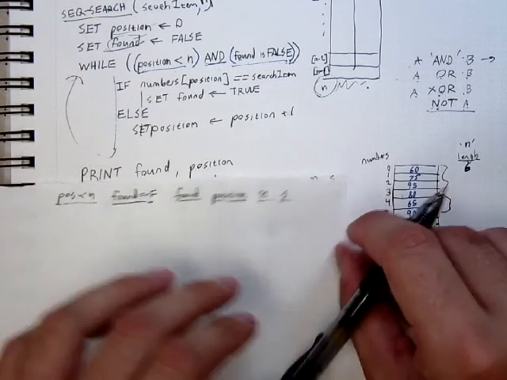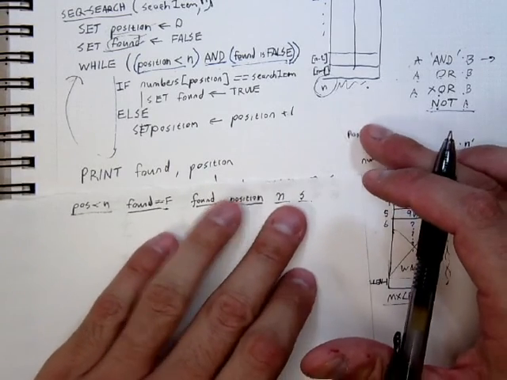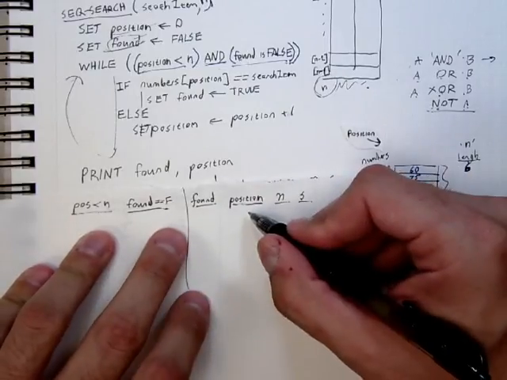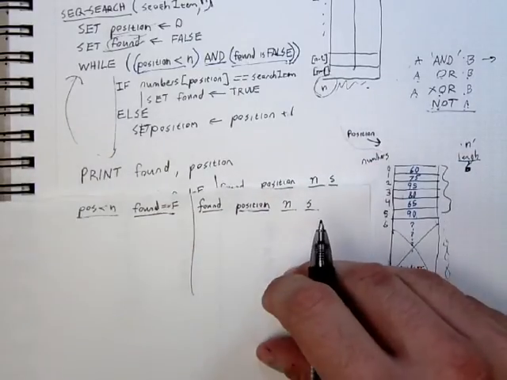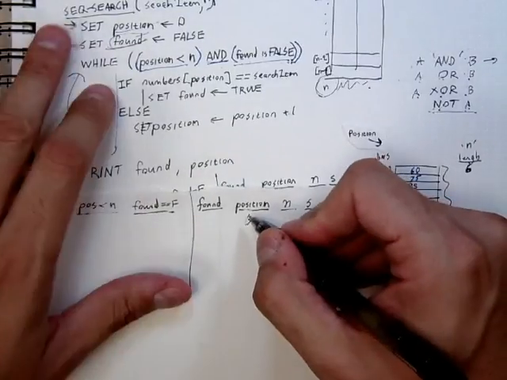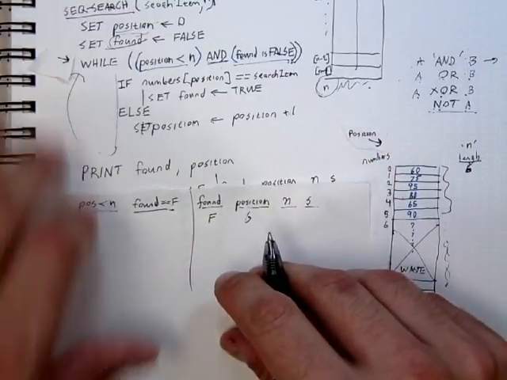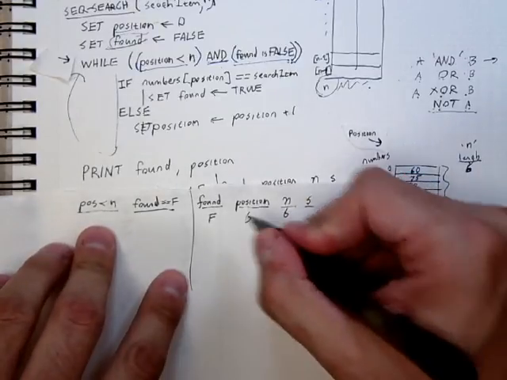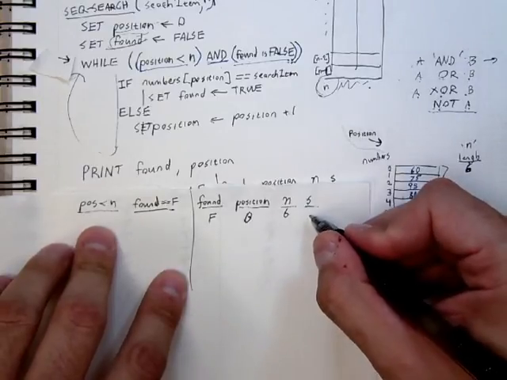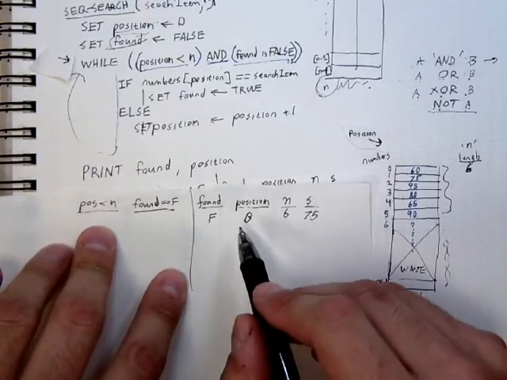So we're tracing through this whole thing again. We start off, we set position to 0. We set found to false. And we check our condition. n, by the way, is 6. And our search item, for now, I want to search for the number 75. So position is 0, n is 6.